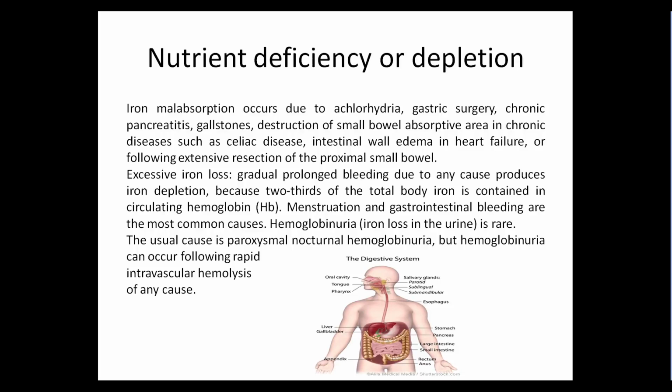Menstruation and gastrointestinal bleeding are the most common causes. Hemoglobinuria, iron loss in the urine, is rare. The usual cause is paroxysmal nocturnal hemoglobinuria, but hemoglobinuria can occur following rapid intravascular hemolysis of any cause.